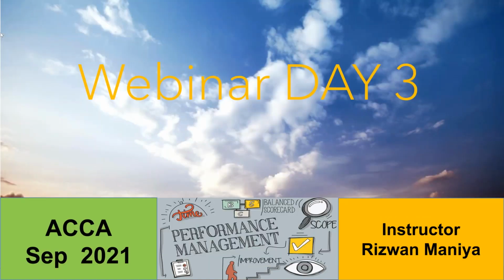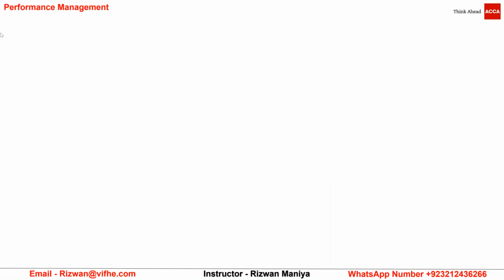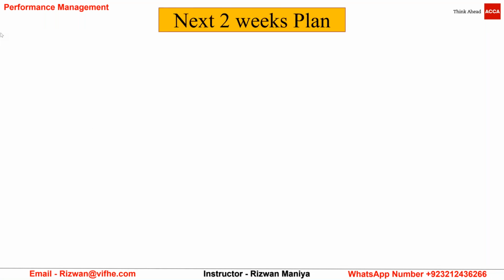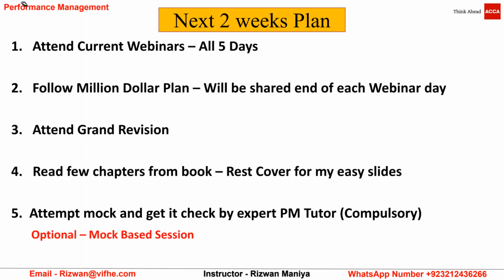Now, as I said, the day-wise plan today is performance measurement. I've already shared the next 2 weeks plan with you. You must attend all the webinars at any cost, each day. Secondly, you have to follow the $1 million plan that I share every day. Then it's the grand revision, and there are certain chapters of the book that I'll tell you to read, and then it's the mock if you are ready. So there's the paid mock.